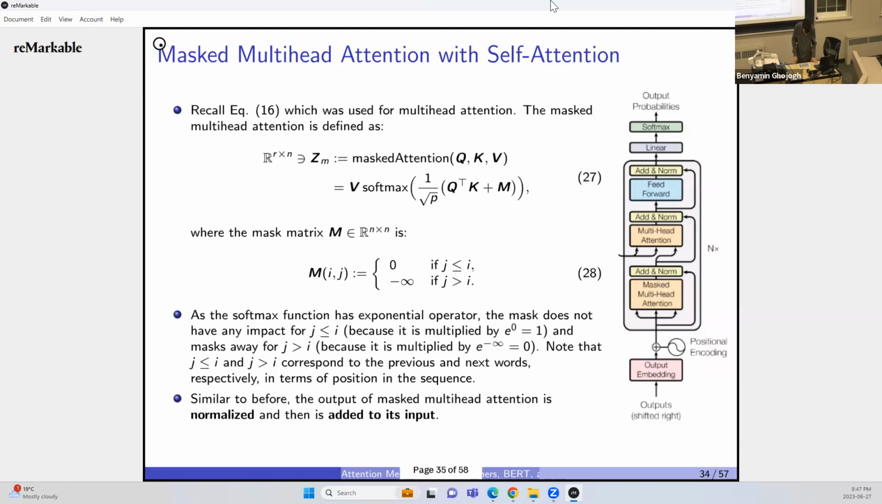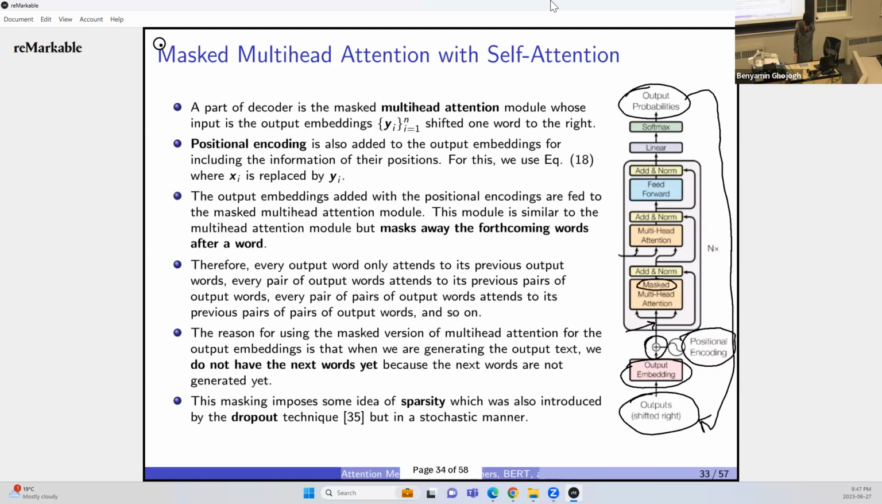So everything is similar here, except masked. In the encoder, we had multi-head attention. This is masked multi-head attention. What does it do? Take a look. Masked multi-head attention masks away the forthcoming words after a word, because we don't have the future words yet. We are generating them one by one, right? In attention, do you remember, for example, in I am a student, for the word am, you're considering the word I before that, and also student after that. So you're calculating the attention of words before and afterwards.